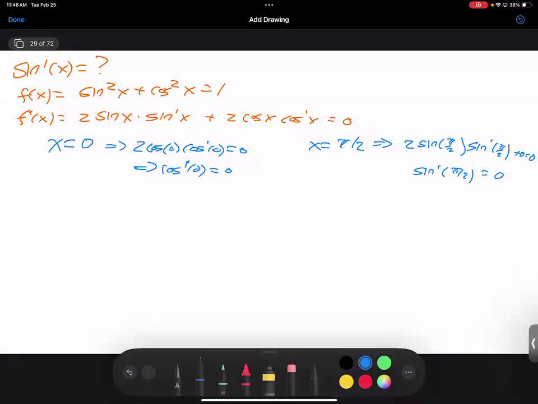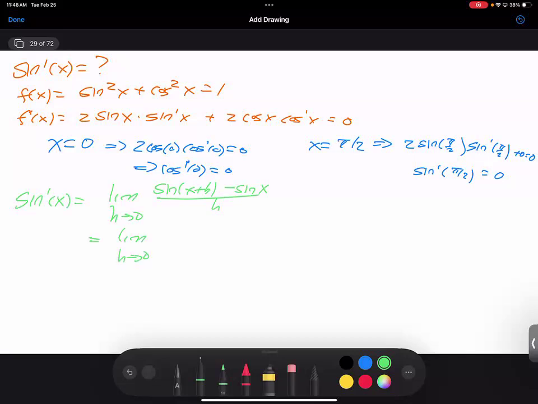So if we assume sine and cosine are differentiable, we know very easily what cosine prime of 0 is. We don't know what sine prime of 0 is. So if we want to calculate a derivative, say sine prime of x, this is the limit as h goes to 0 of sine of x plus h minus the sine of x over h. This is the same as the limit as h goes to 0 of sine x cosine h plus cosine x sine of h minus sine of x over h.